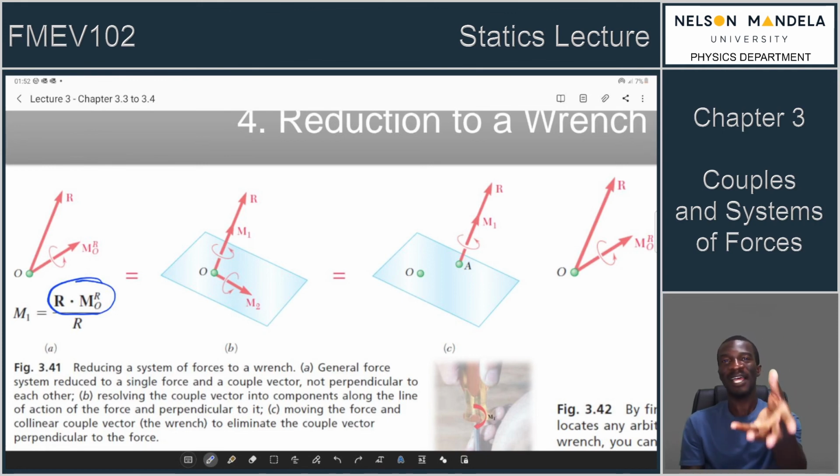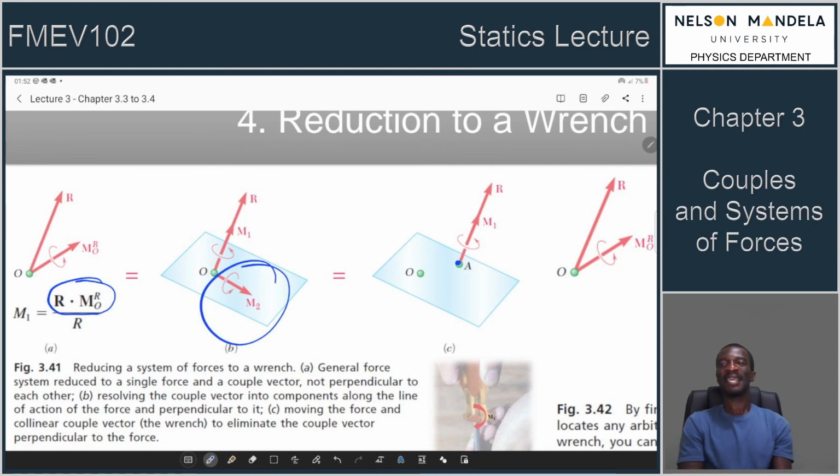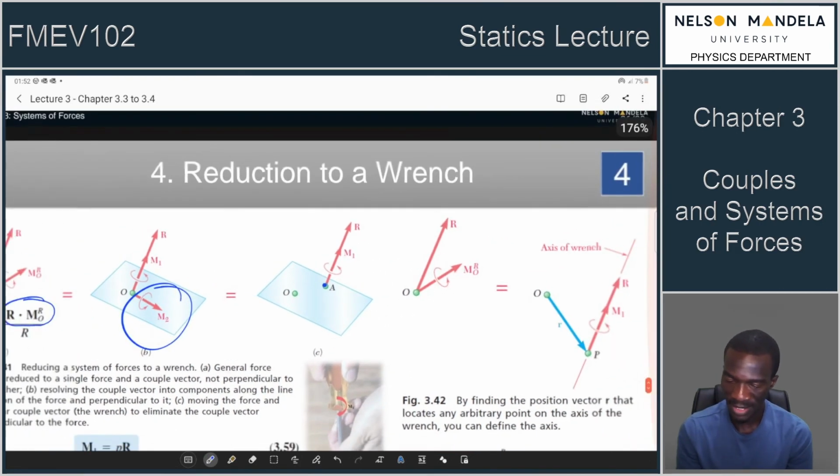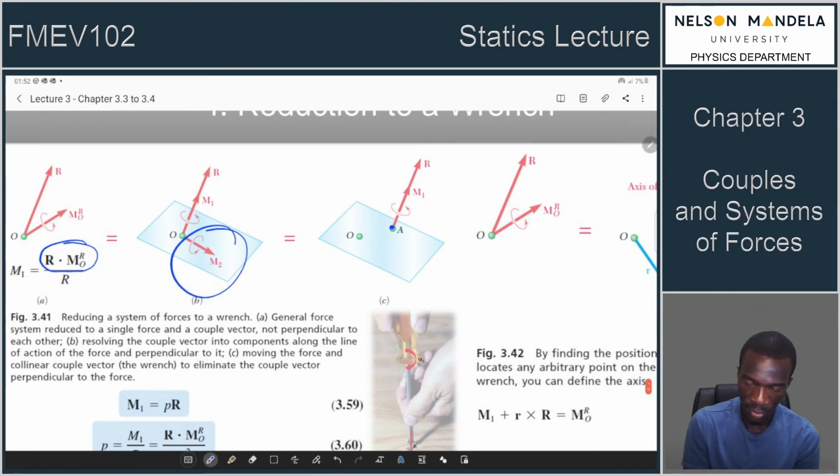So now by applying the method that we used earlier, we can actually end up moving this wrench to a convenient location which generates the same turning effect as this M2. If we do that, we now have just a single wrench. So part B is resolving the couple vector into its components. I think that has been seen, M2 and M1.